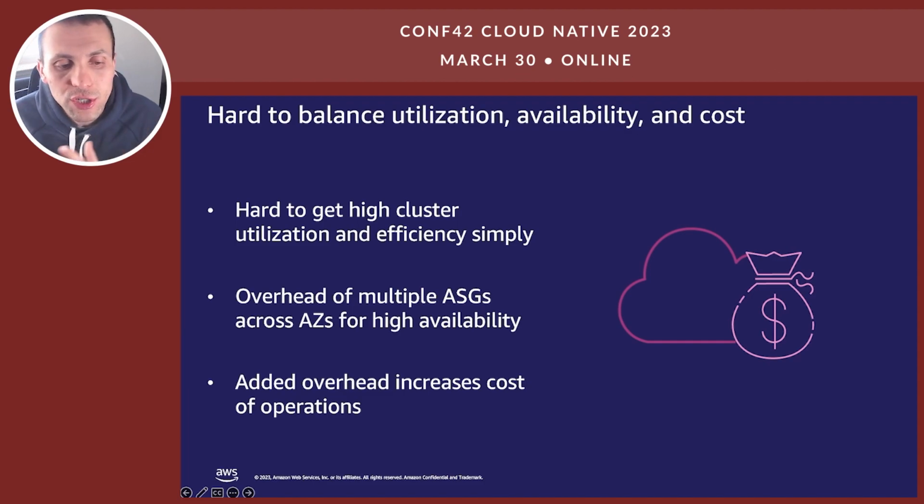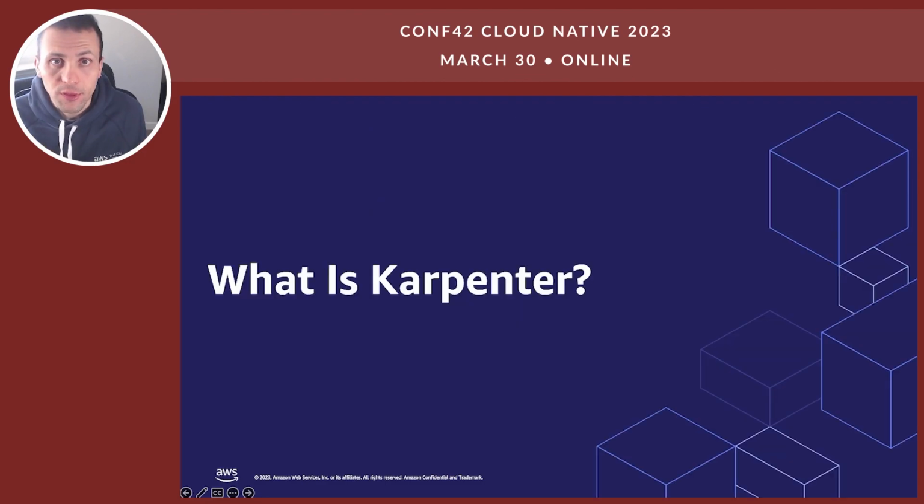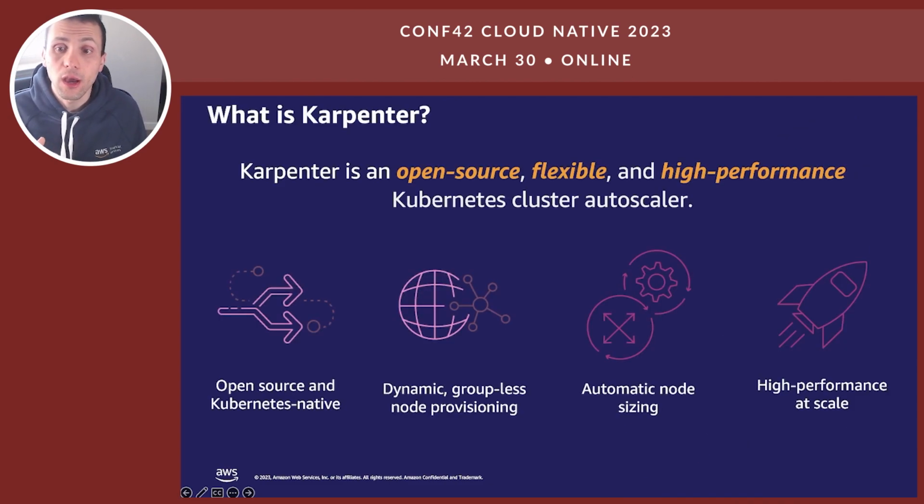So with all those three challenges we have so far discussed, we have come up with Karpenter. But what is actually Karpenter? Karpenter is an open source, flexible and high performance Kubernetes cluster autoscaler. So instead of deploying cluster autoscaler, you can deploy Karpenter on your EKS. It is open source and Kubernetes native. It doesn't have any concept of group, so it's what we call a groupless approach, and we're gonna talk about in a moment why it's called groupless.